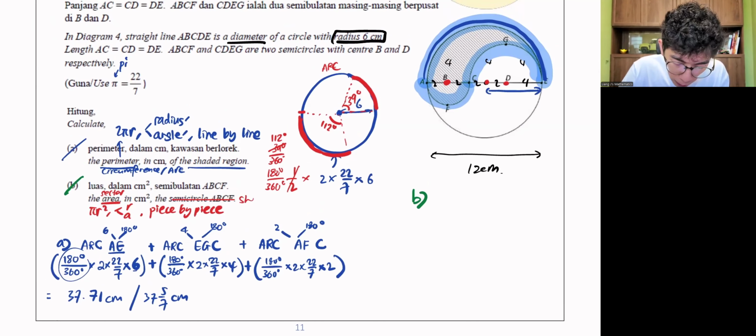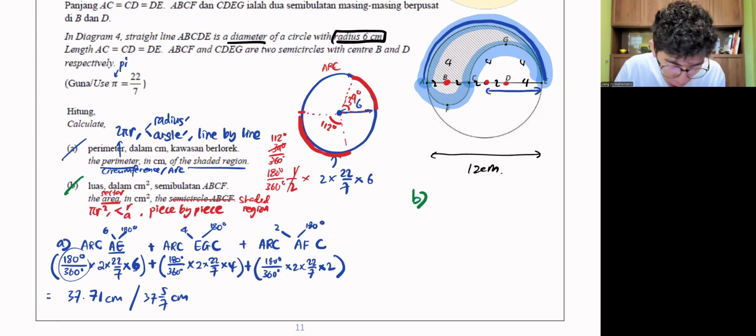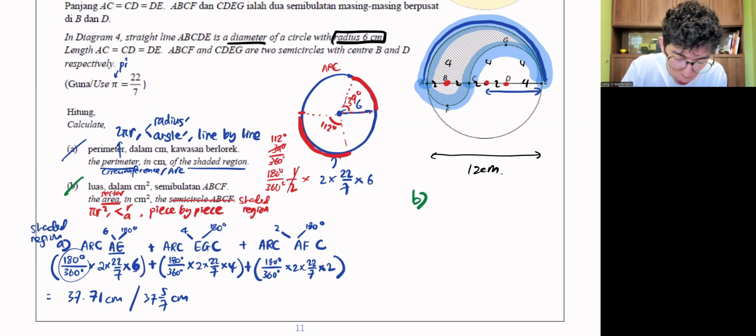You make it a shaded region again. Because that one piece of ABCF is so easy, one piece only, I don't want. So we will do shaded region. For shaded region, that's how we are doing it. I put here, this one shaded region as well, and this one shaded region as well, different.